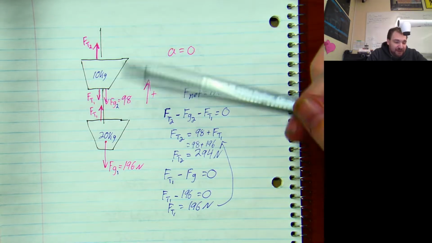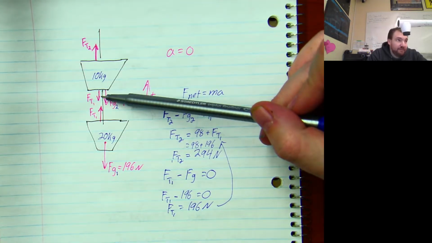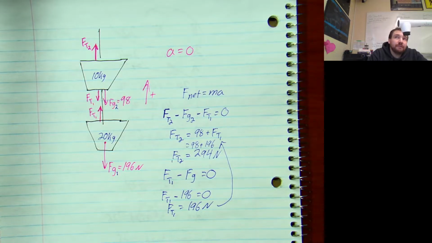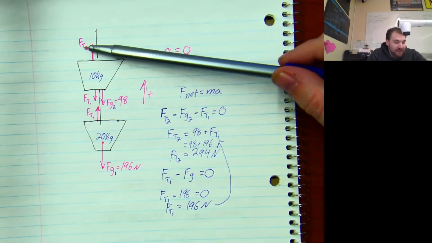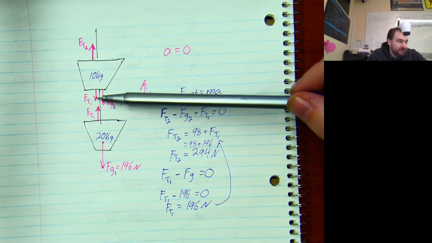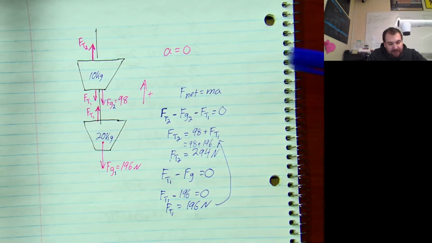I have a feeling, Jasmine, you ignored that guy right there. Cool? Comments, questions, concerns? Okay. So that's question 7. We could have done it as one big system. If we would have done it as one big system, we would have found FT2 first, and then we could have gone through and found FT1. But other than that, that's number 7.